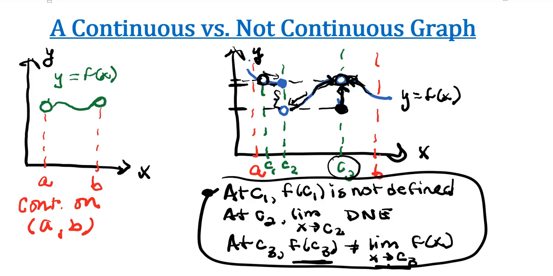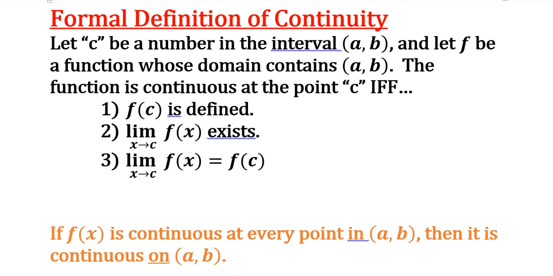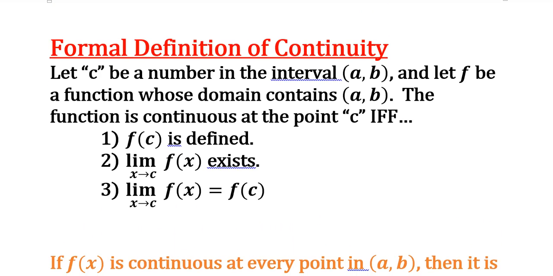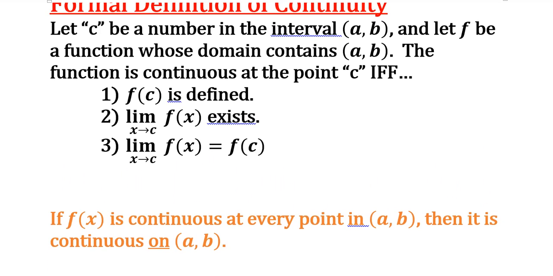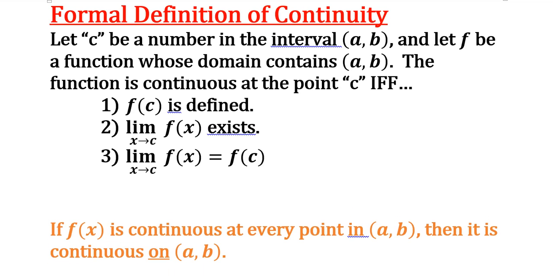I'm going to move to the next slide so that you can get what we consider to be this formal definition into your notebook. This is what I want you to write. The formal definition of continuity is defined as this. Let C be a number in the interval between A and B. And so we have this value C. And let f be a function whose domain contains A to B.